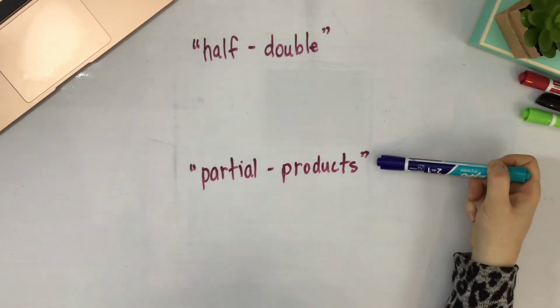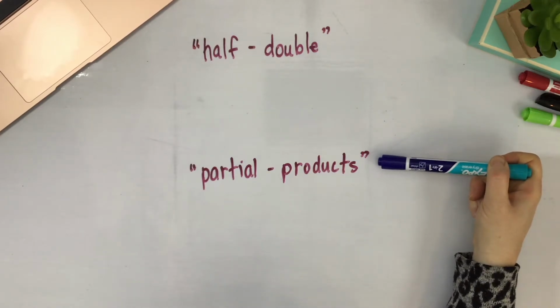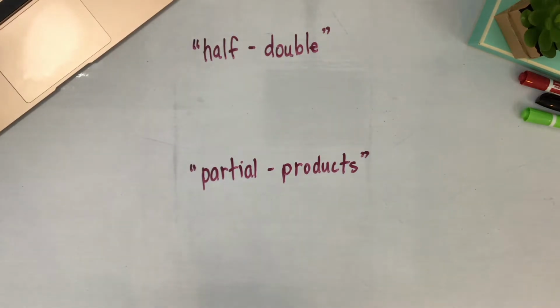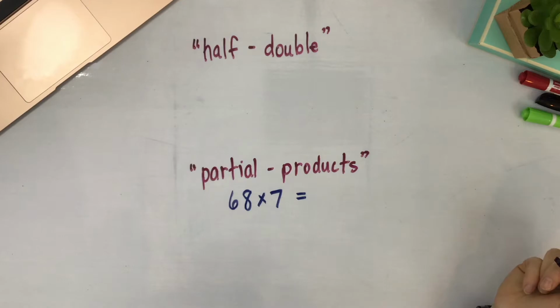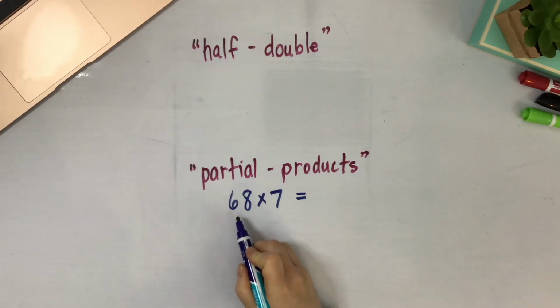Let's talk about partial products. We did partial quotients in another video with division. Same strategy here, but we'll be multiplying. Partial product simply means we are going to multiply in pieces, and then we'll put the pieces together in the end to have our final answer.